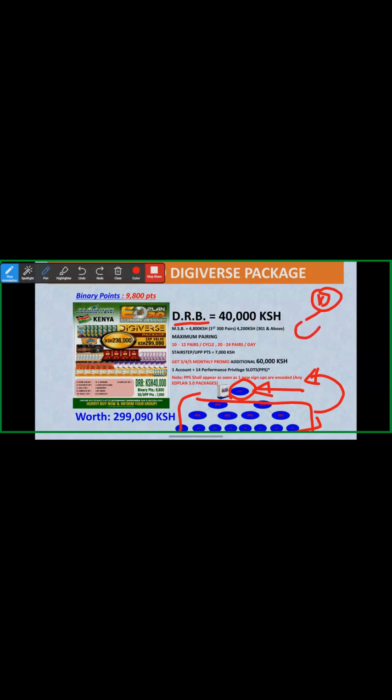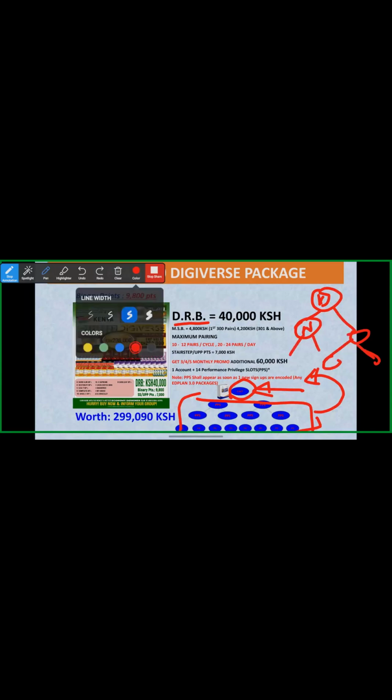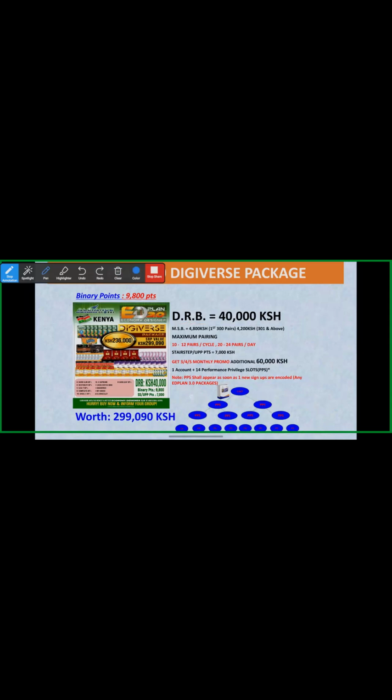The moment they connect one person here, even starting with a Neoverse package, all these other 14 accounts will appear in the system. They will appear there until they reach 14. So this first one is the one with the code. We buy the code for the first account. The other ones come in automatically into the system. Then the Digiverse is 236,000.